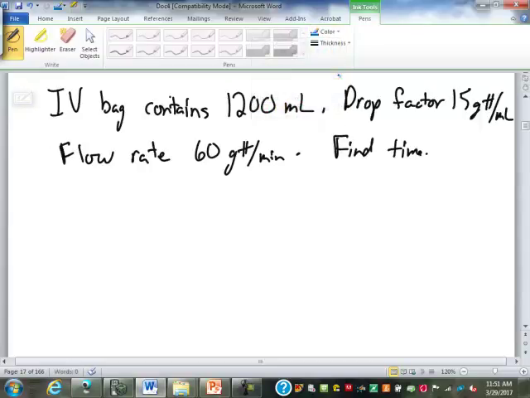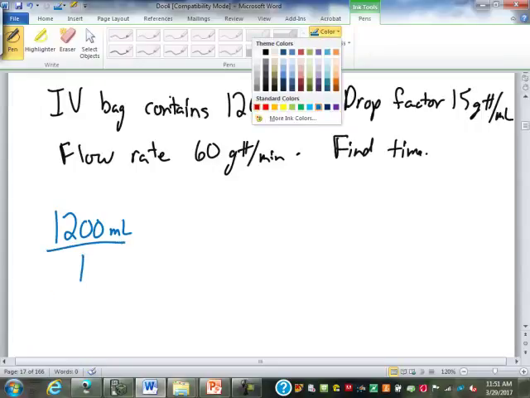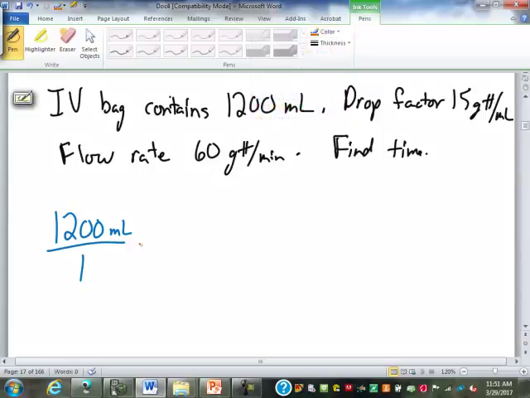So again, we are basically working backwards here. We are starting with our volume, 1,200 milliliters, we'll put it over 1. And we're going to try to work to a time. So the first thing I'm going to do is I'm going to get rid of milliliters. What do I have that relates milliliters to anything else? Well, my drop factor is saying 15 drops equals 1 milliliter. So 1 milliliter is 15 drops.